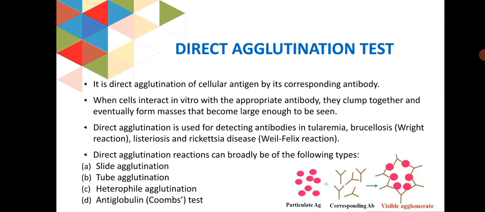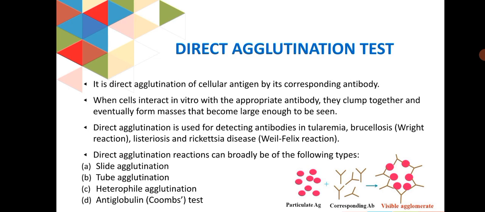Direct agglutination test. It is the direct agglutination of cellular antigen by its corresponding antibody. When cells interact in vitro with the appropriate antibody, they clump together and eventually form masses that become large enough to be seen. Direct agglutination is used for detecting antibodies in tularemia, brucellosis, listeriosis, and rickettsial diseases.